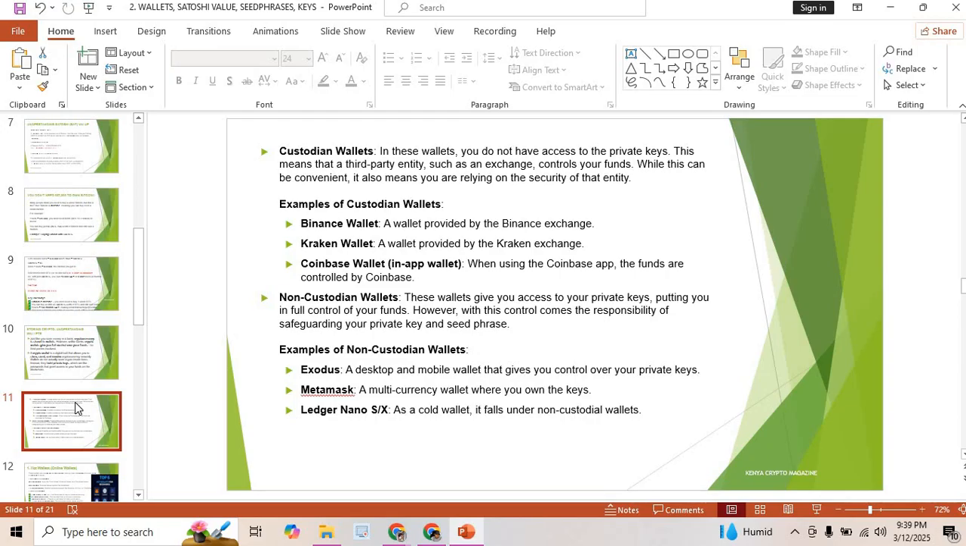So under Binance, when you open up Binance, you'll find that we have different types of wallets there. We have the spot wallet, the futures wallet, the earn wallet, and all those. But remember, Binance in itself is a centralized exchange. So even the wallet that is inside Binance is also centralized, meaning that if Binance closes down or experiences hacking, then you might end up losing your money.